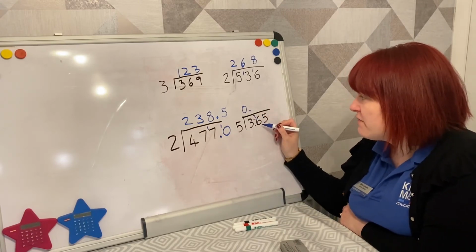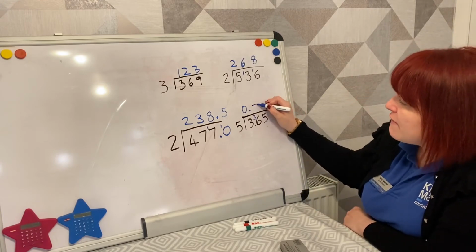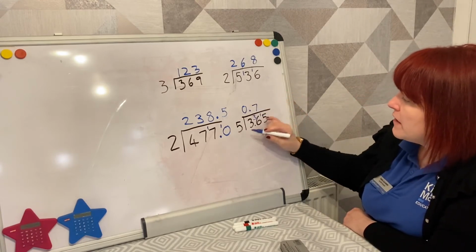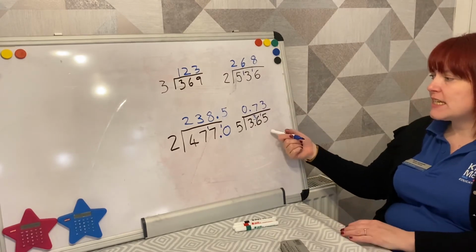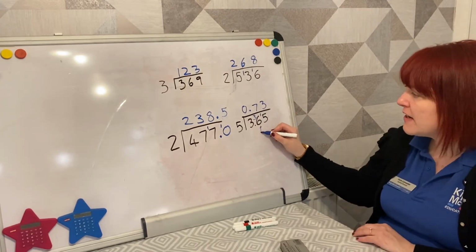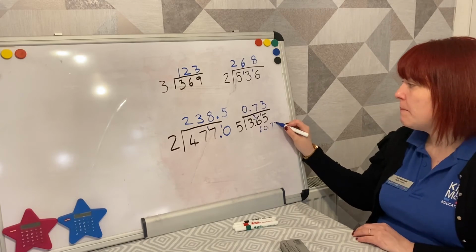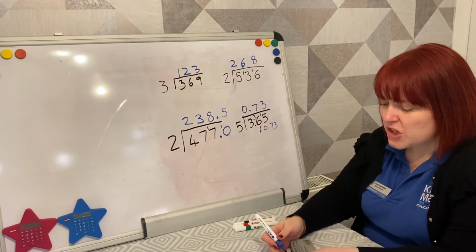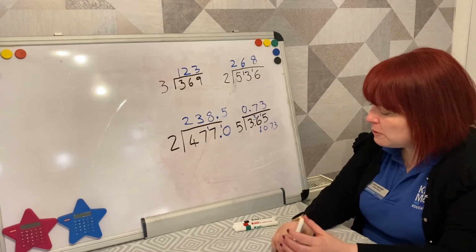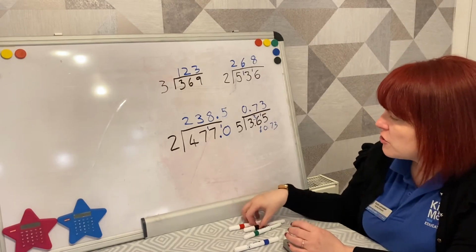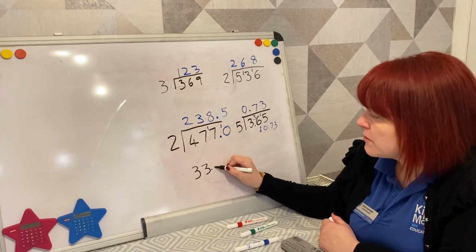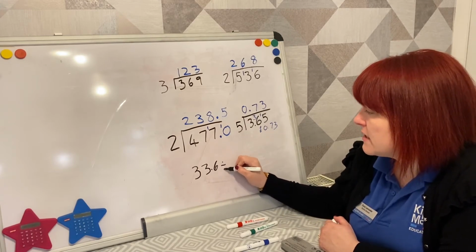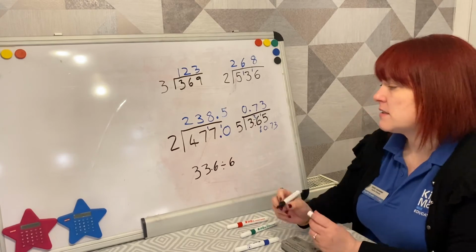The remainder is the 3 because we haven't used it. 5s into 36 is 7, remainder 1. 5s into 15 is 3. So if somebody was sharing £3.65 between 5 people, they'd each get 73p. Okay, there's one more thing that children might come up against in division. So you might have division of decimals. So 33.6 divided by 6.